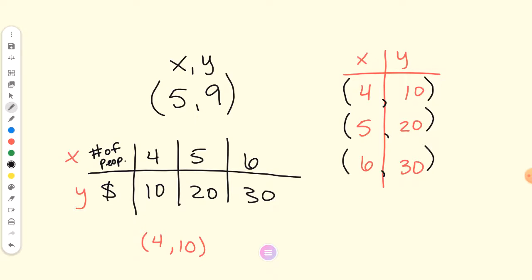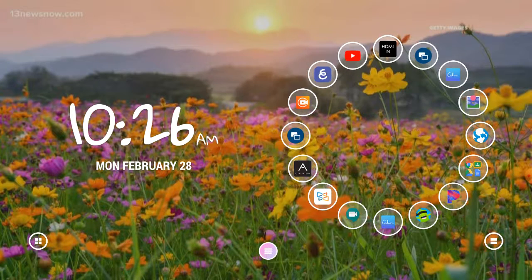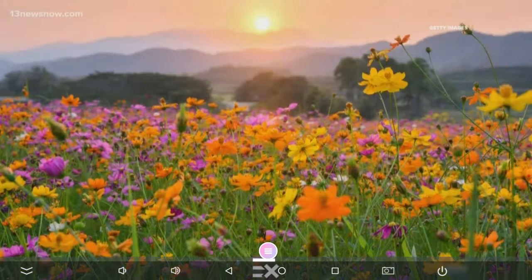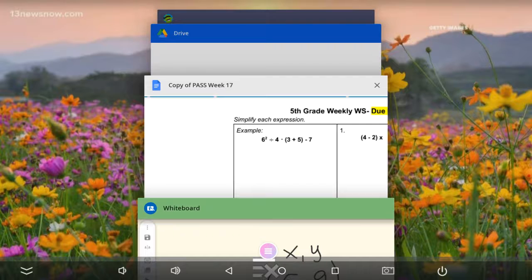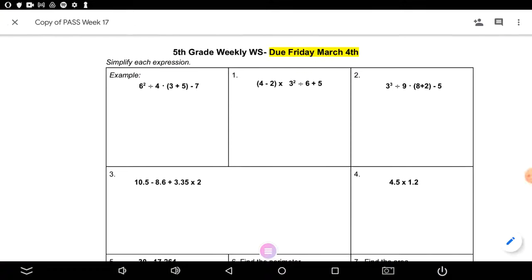Okay? First thing we're going to do before we go over page 538, the weekly worksheet for this week has a lot of review on it. So I want you to pull it out. We're going to do one together right now because it goes with what we're taking a quiz on tomorrow.